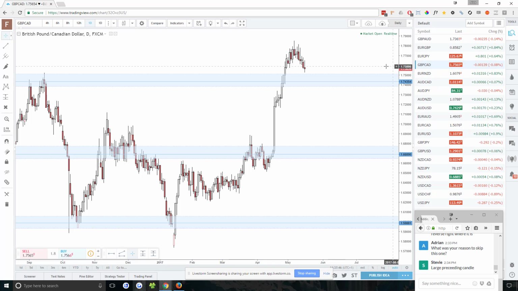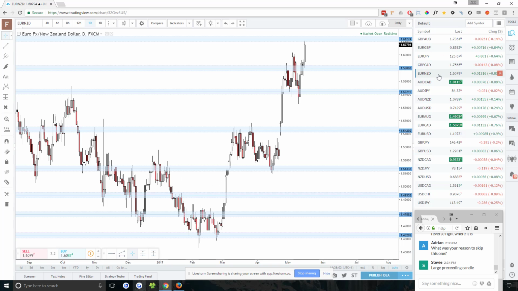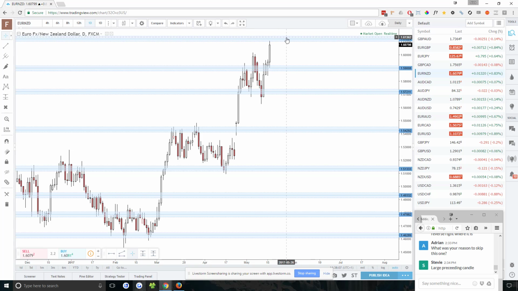GBP CAD, why did we move this to the top? Oh yeah, GBP CAD is approaching a support area and could give us a continuation reversal. So keep a close eye on that. The support area, let me adjust this up just a touch. Support area is the 1.7455, so keep a close eye. And Euro New Zealand, so probably not going to trade this, but that's approaching a resistance area up at the 1.6130. So again, keep a close eye on that one.